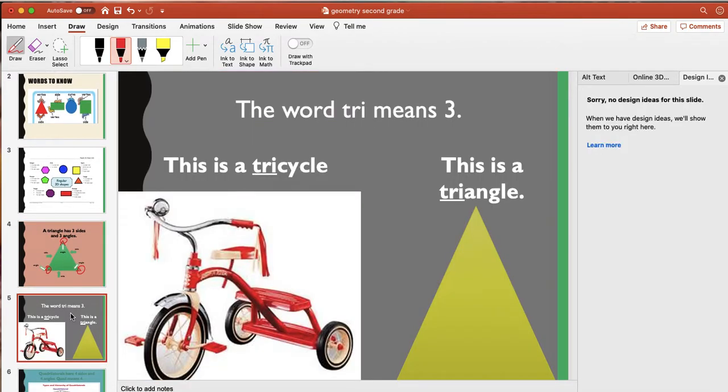Okay, let's move on. So over here it says this is a tricycle, and a tricycle, if you notice, has 3 wheels, 1, 2, 3. And then we have a triangle that has 3 sides, 1, 2, and 3. So the word tri means 3. So anytime you see the word tri in front of another word, you just know that tri means 3.